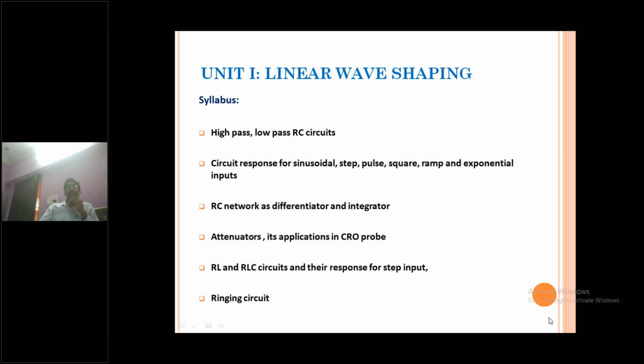And similarly, RLC parallel and series circuits also. The last one is the ringing circuit. These are the three topics to be covered in today's class. Later on, you have to see the problems.